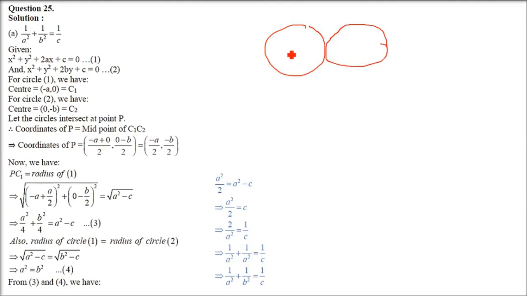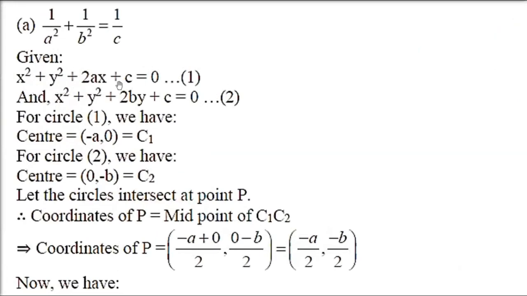So this is a kind of circle. So the center, both the equations you use to find out the center. So x square plus y square plus 2ax plus c equals 0. There is no y term. So y will be 0 and minus g you have to find out. So minus a, 0 will be the center.